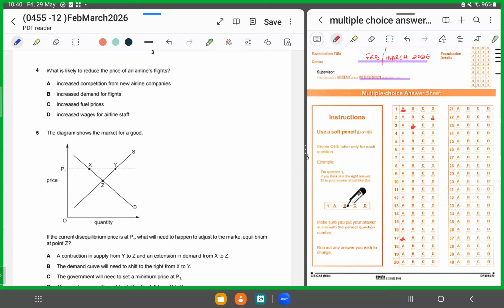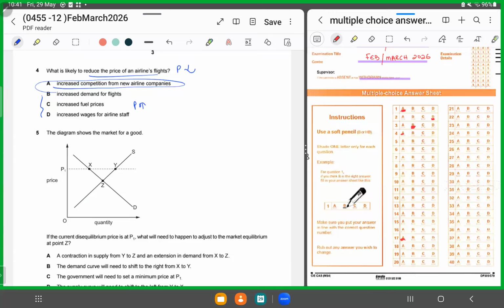D says increased wages. Now notice if wages increase, if fuel prices increase, or if demand increases, all will cause the price to increase. But what are we saying? The price to fall. So the correct answer is option A, when increased competition is actually causing the airline to reduce its prices. So for 4, we'll check in A as the correct answer.